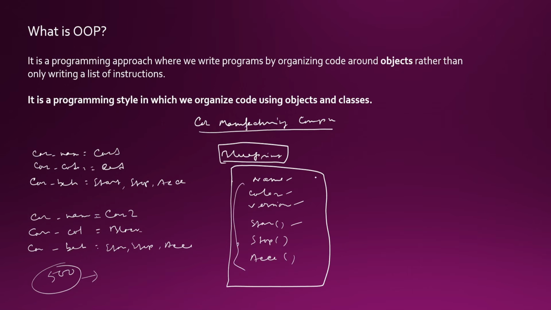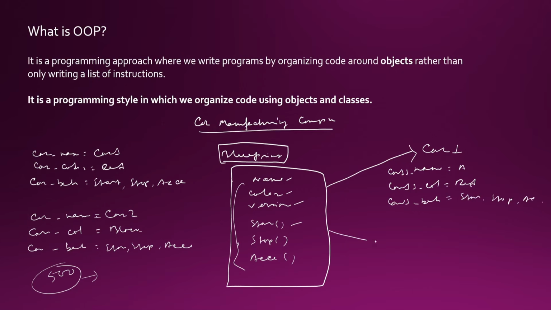Now, once our blueprint is ready, using this blueprint we can create one car, suppose car 1. Now this car has its own name, suppose A. Car 1 name. Now car 1 color, suppose red. Car 1 behavior, it can start, stop, accelerate.